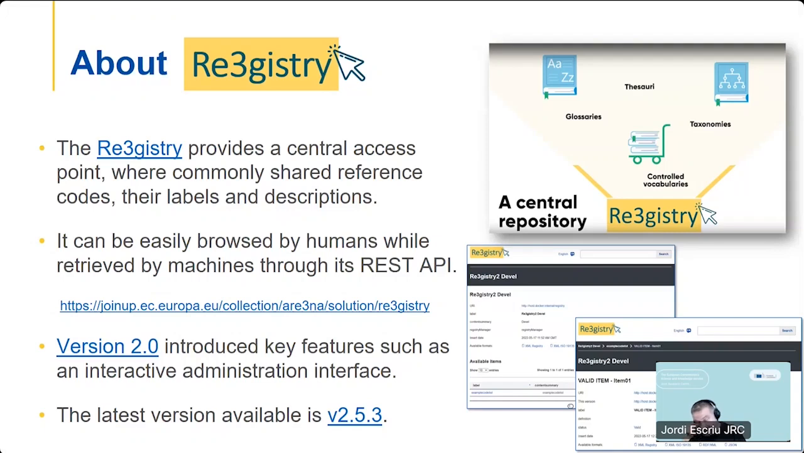Just to briefly say something about the versions that the registry software is at the moment. Version 2.0 was introduced some time ago and was really a milestone in the development of this open source application, because it introduced an interactive administration interface, which makes this software tool very easy and wise to be used. So the latest version of the software available is now version 2.5.3, released in March this year.